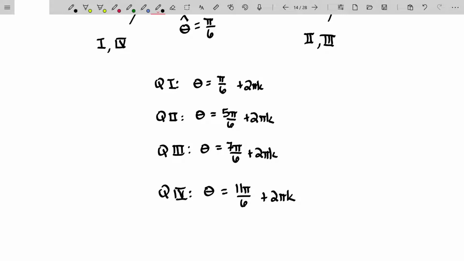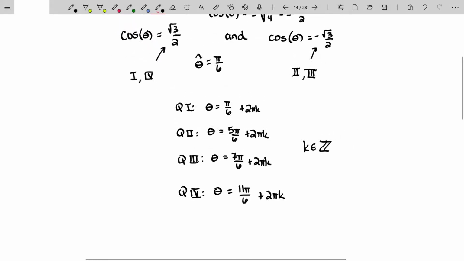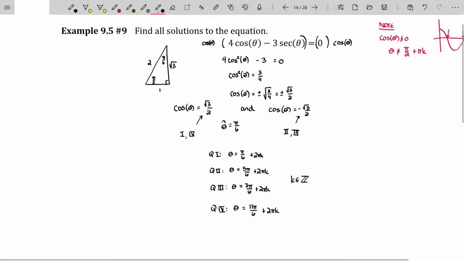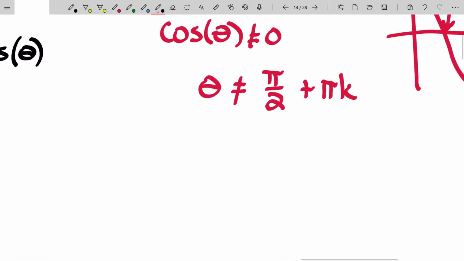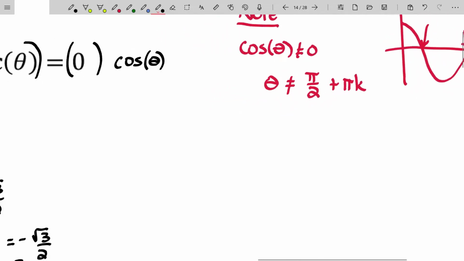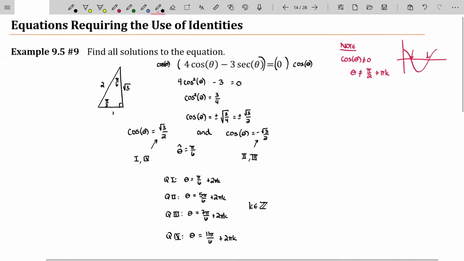Again, in all these cases, k is just an element of the integers. And that is the solution of that equation. Notice, by the way, none of those angles were a pi over 2 plus pi k. So we are certainly safe with those solutions.